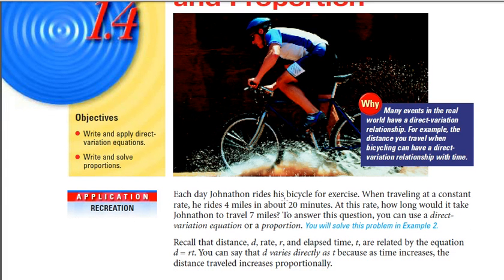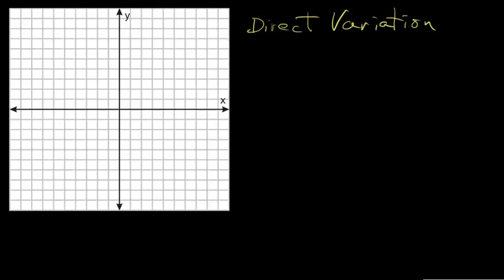It says each day Jonathan rides his bicycle for exercise. When traveling at a constant rate, he rides 4 miles in about 20 minutes. At this rate, how long would it take Jonathan to travel 7 miles? To answer this question, use a direct variation equation. We'll talk about that in just a moment, but first I want to take a look at direct variation on a graph.